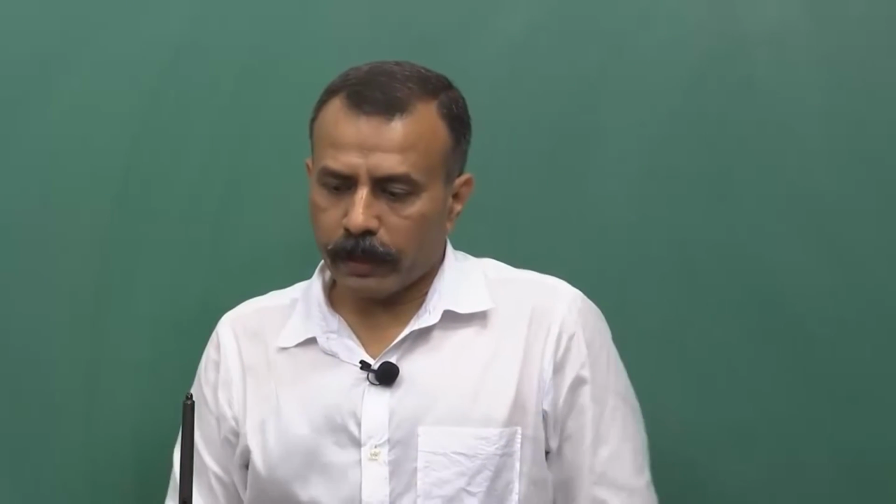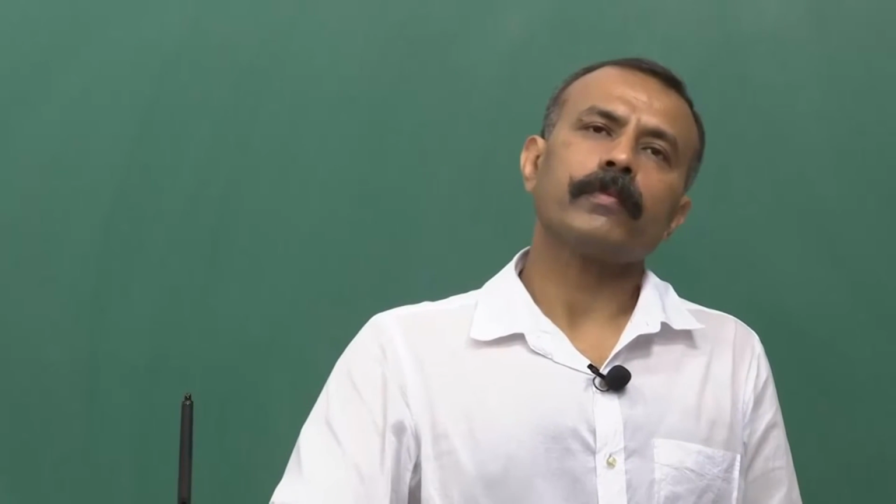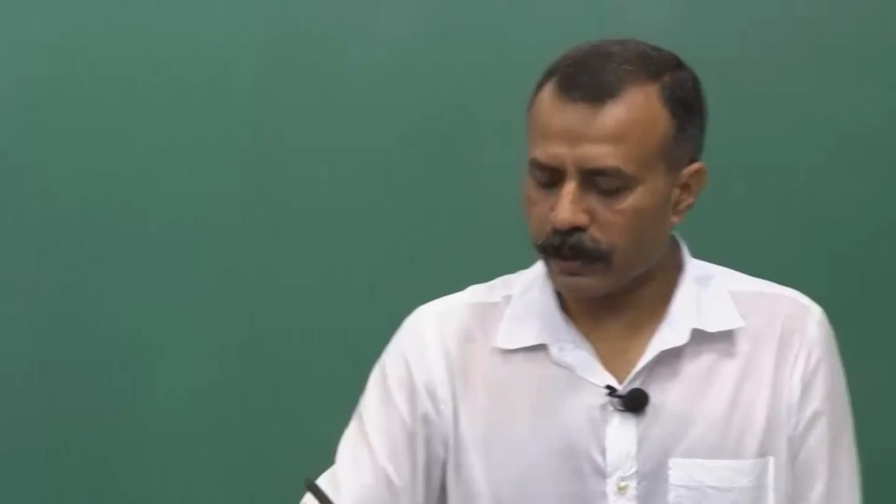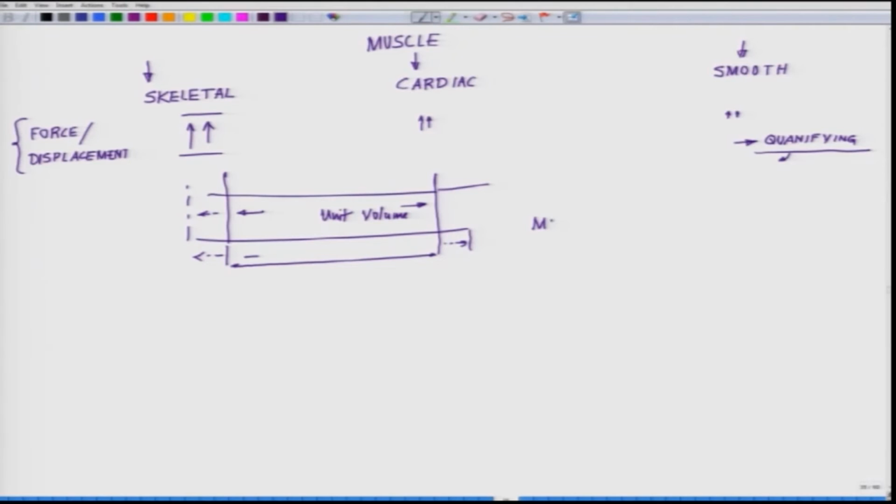I told you that there are different levels of organization. What are those organization levels? Let us recall. You have the molecular level of organization, the cellular level of organization, the tissue level of organization, and the organ level of organization. These are the levels of organization. And the reason why I put a pyramid like this is that these are the smallest ones.